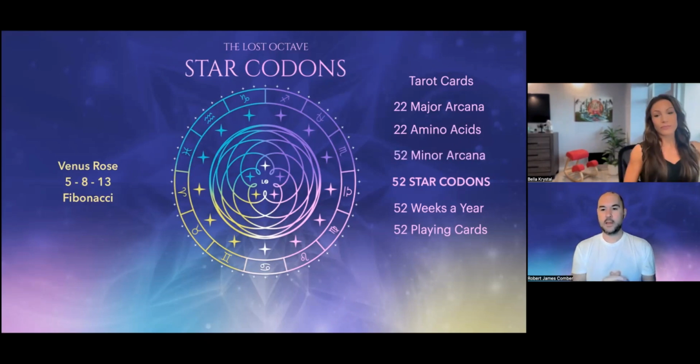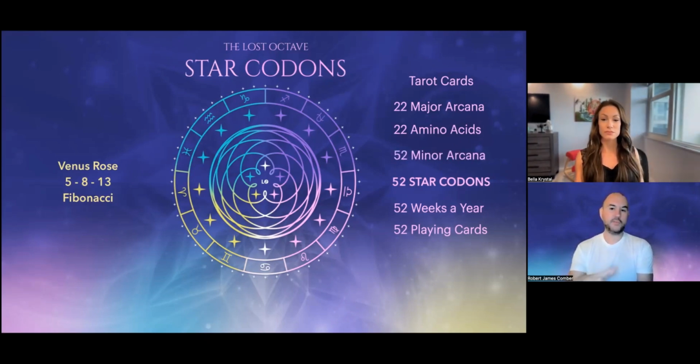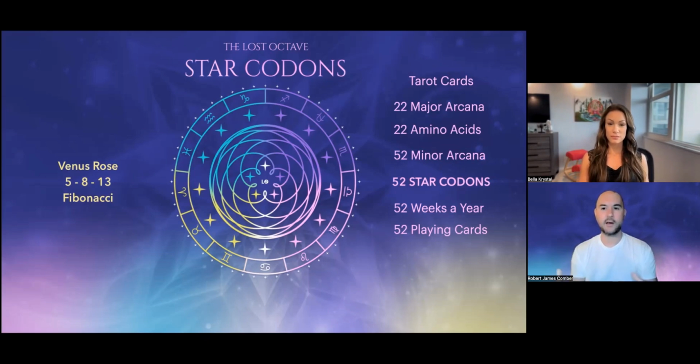And so the minor arcana, there's actually 56, because they added 4 extra into it to make the 78 full tarot cards. But now we can actually see that because the playing cards are 52, we've now got this beautiful mirror: the star codons not only do the major arcana, but they're connected to all of the playing cards of the minor arcana as well.